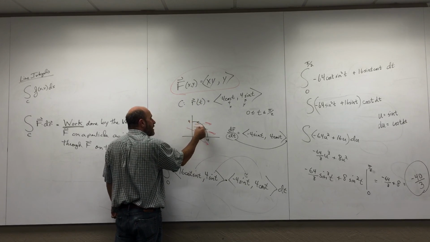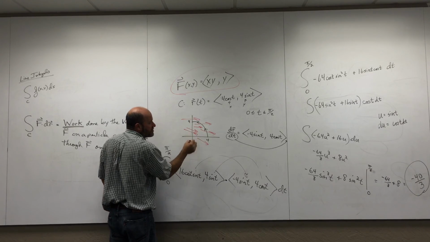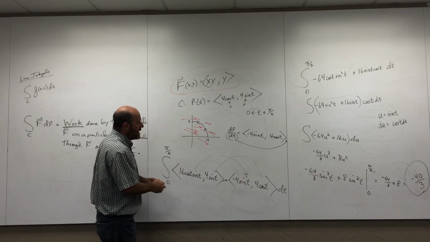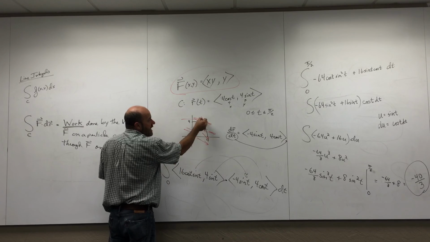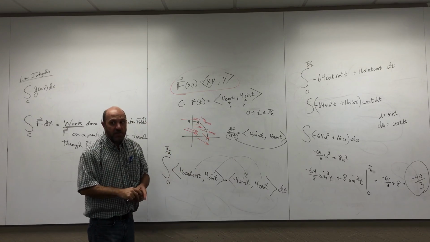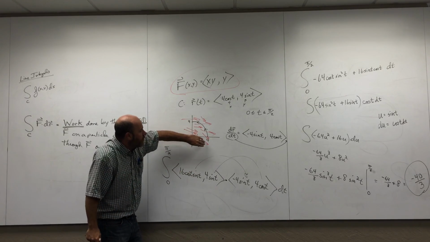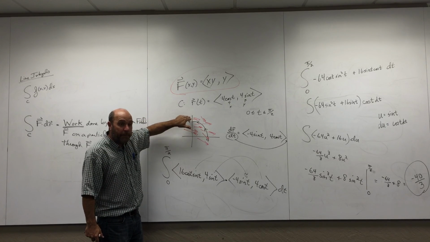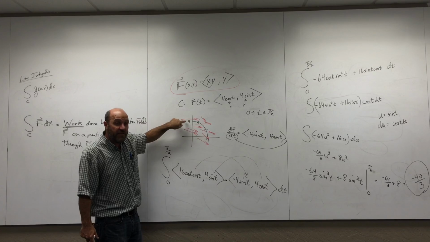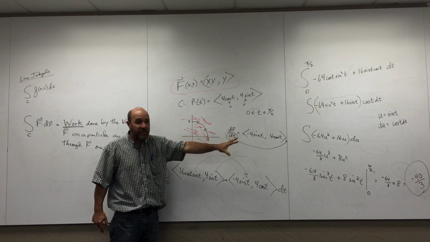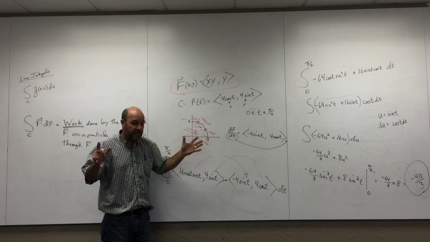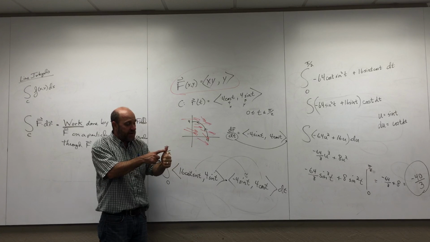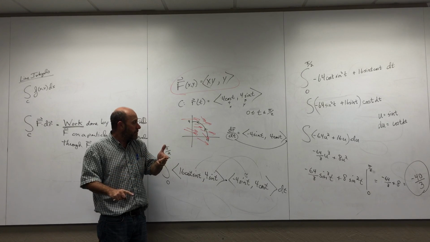Now, the reason I'm drawing these vectors this way is because the answer came out negative. I think what was happening is we were primarily going against the vector field. Our travel was against the vector field. That's why it came out as negative work. That's fine. It's allowed. These answers can be 0, positive, or negative.